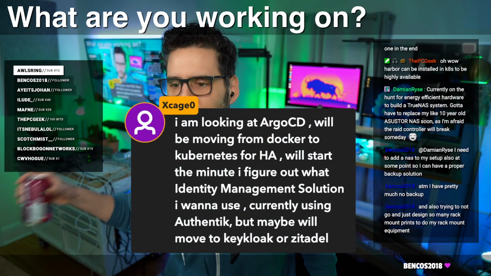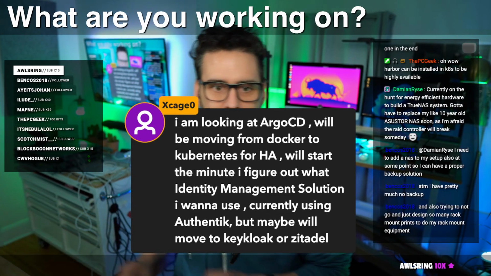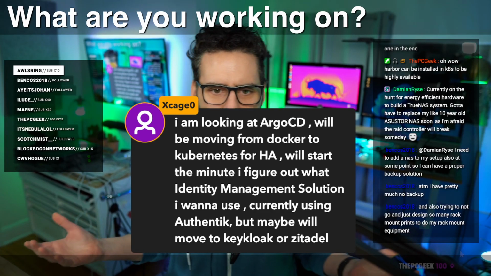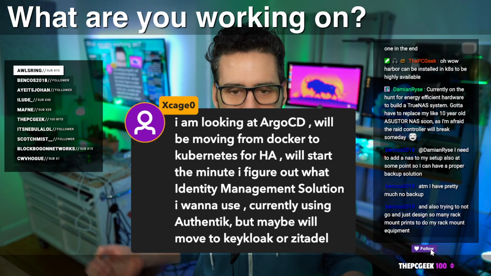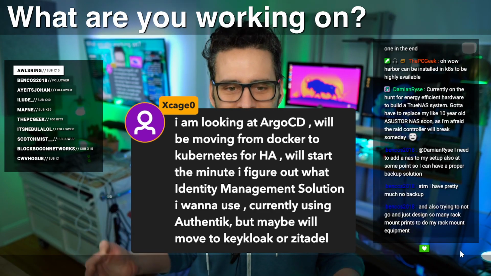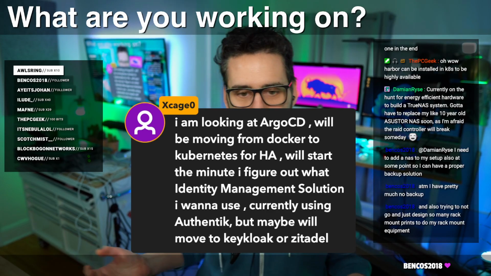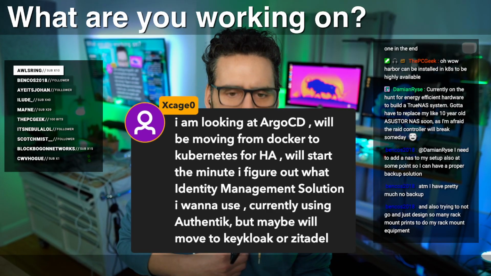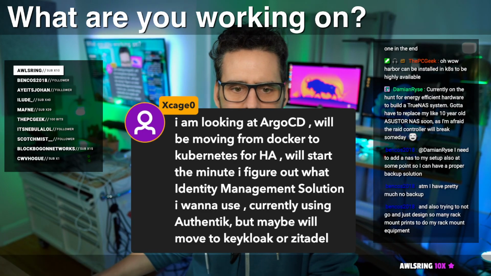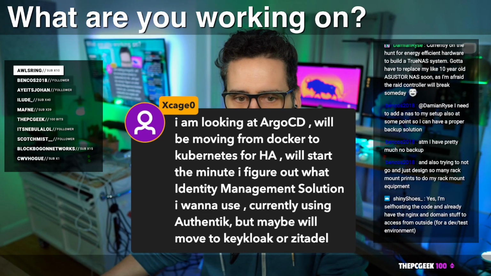Xgage. I'm looking at ArgoCD. Awesome. We'll be moving from Docker to Kubernetes for HA. We'll start the minute I figure out what identity management solution I want to use, IAM or just IMS. Currently using Authentik, but maybe I will move to Keycloak or Citadel.